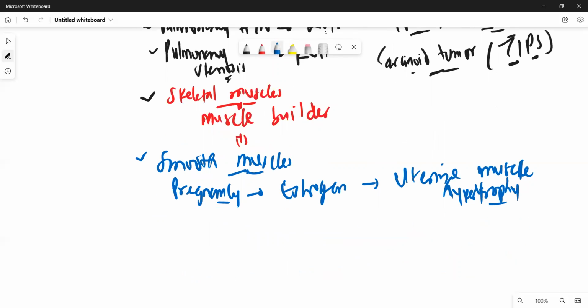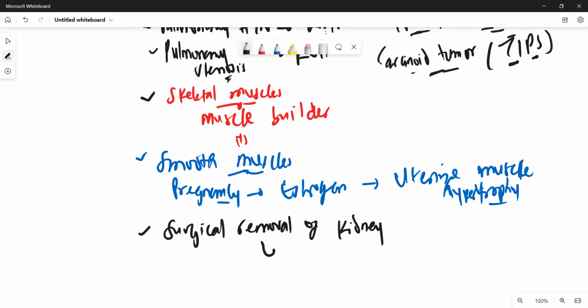The next example that we also have to be aware of is surgical removal of a kidney. If you remove one kidney, the other kidney is going to undergo what we call compensatory hypertrophy, because that other kidney is now doing more work. We said that the stimulus for hypertrophy is usually an increase in workload. So the remaining kidney will undergo compensatory hypertrophy to be able to cope with the new workload.